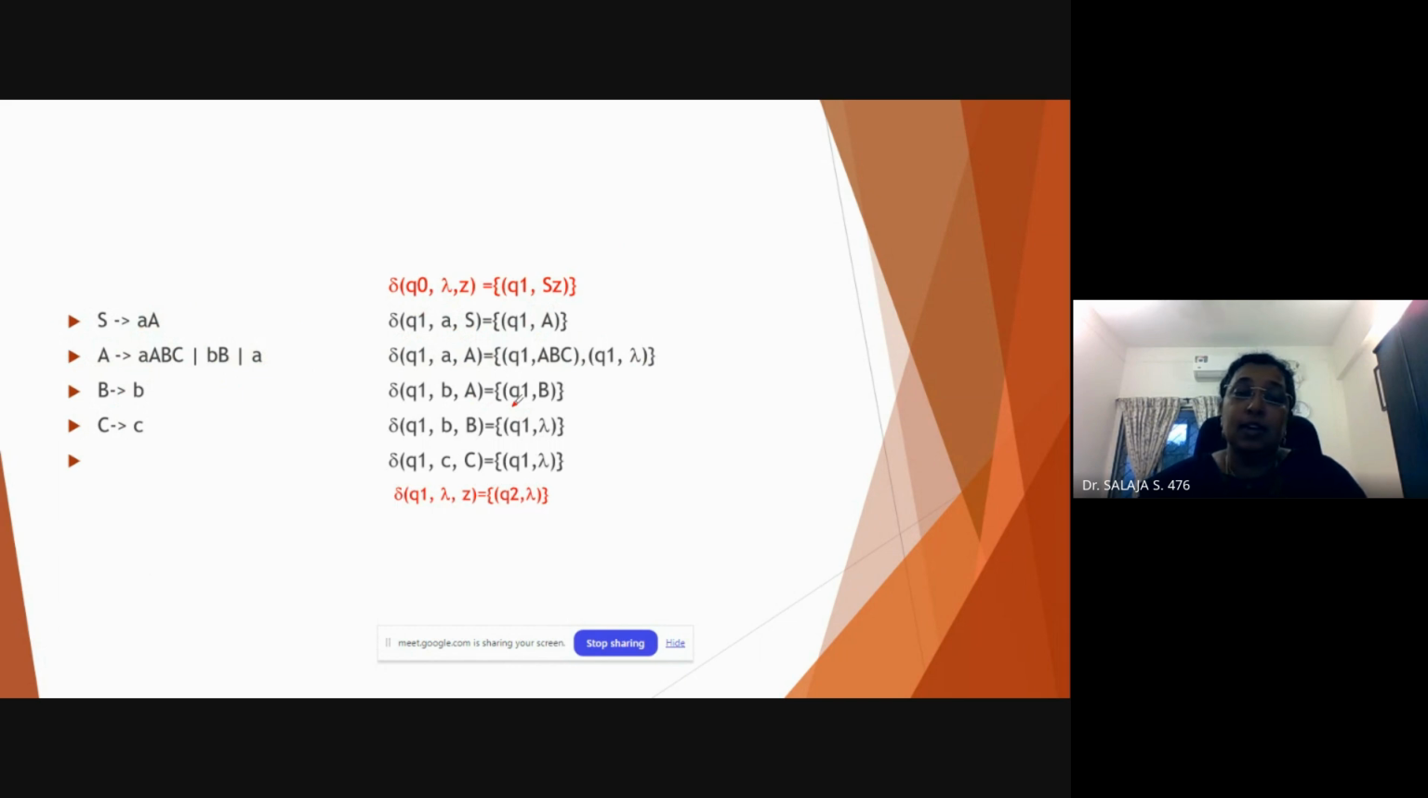And at the end, to identify whether we have reached the end of the input and we have also emptied the stack, we'll have delta of Q1, lambda, Z, which means you read nothing from the input and you have Z on the top of the stack. We move to the final state, it can be Q2, Qf, or whatever it is, and you empty the stack. So this is how you convert, and the two transitions which are in red are common to all the grammars irrespective of what they are.